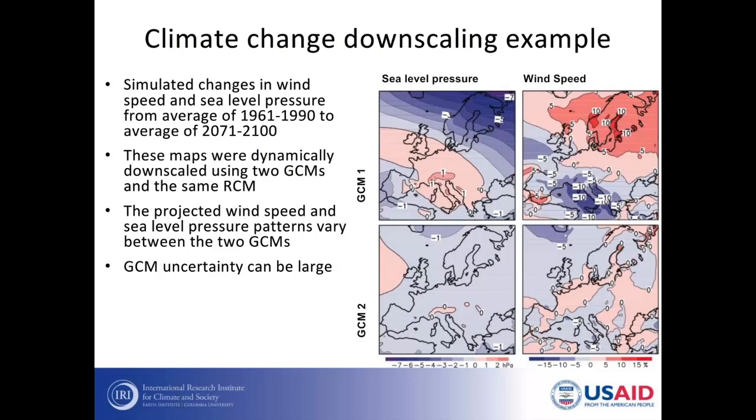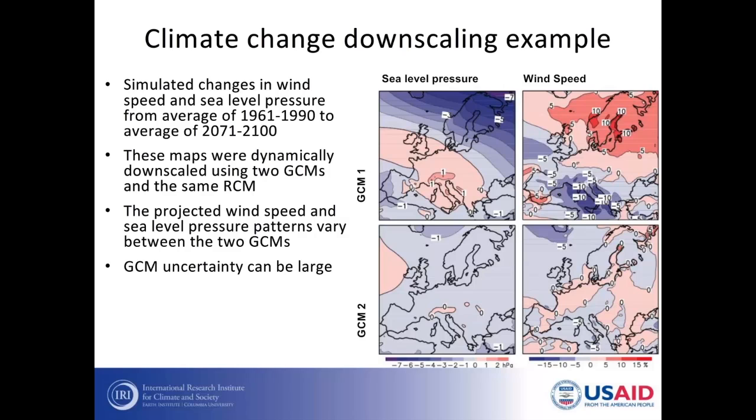Here's an example of simulated changes in wind speed and sea level pressure from average of 1961 to 1990 to average of 2071 to 2100. These maps were dynamically downscaled using the same regional climate model from two different GCM climate change projections, GCM1 on the top and GCM2 on the bottom.